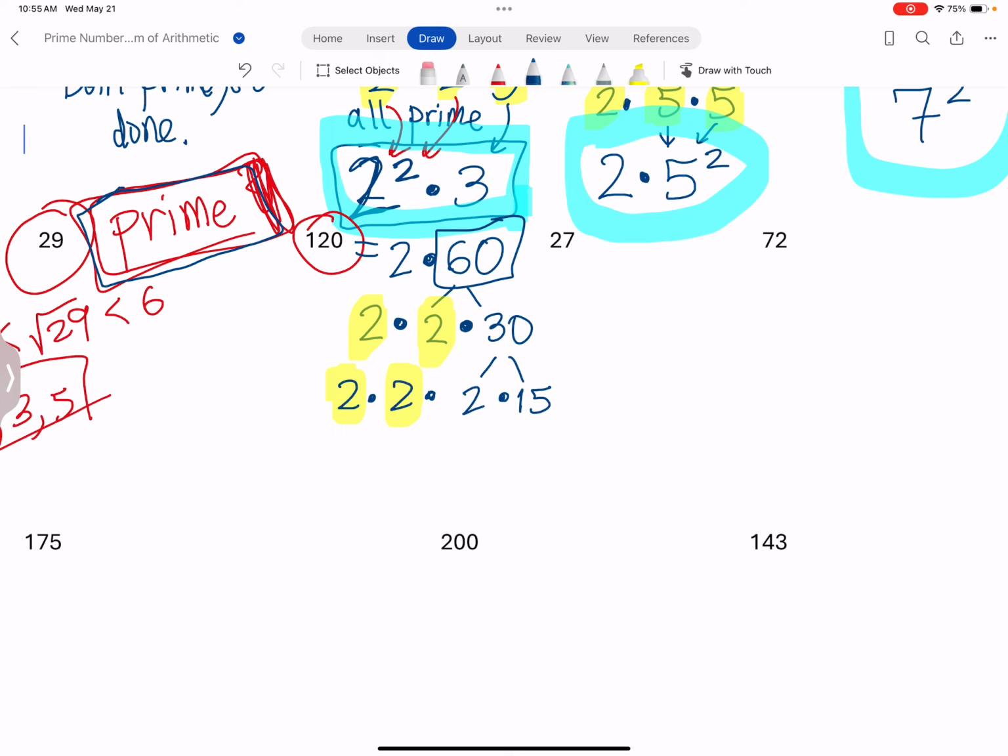So I say, okay, how many of these guys are prime? Please tell me I'm done. 2 is prime, 2 is prime, 2 is prime. 15 is not prime, but I think we're getting close. I'm going to try to write, how many 2's did we have? There were 3 2's, but now 15 wants to be broken down.